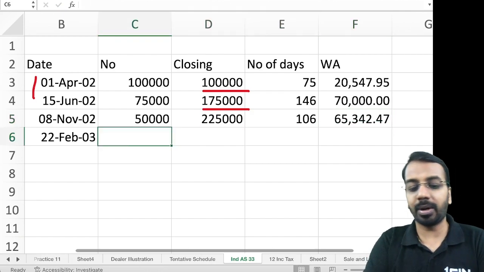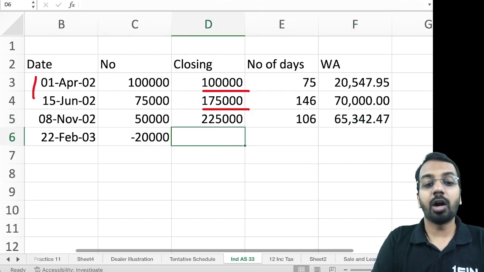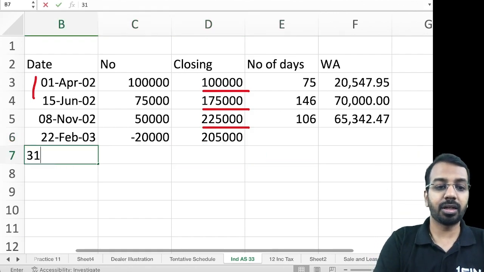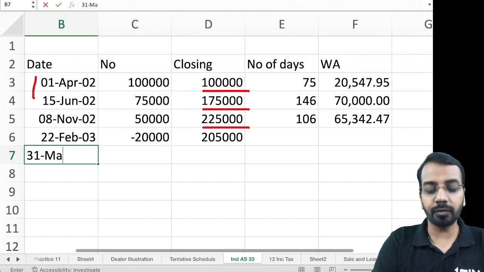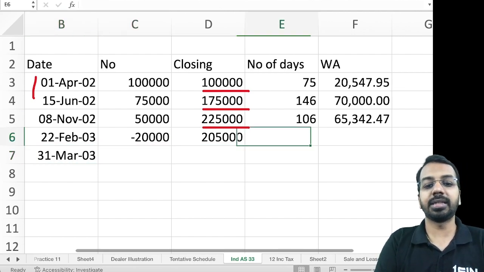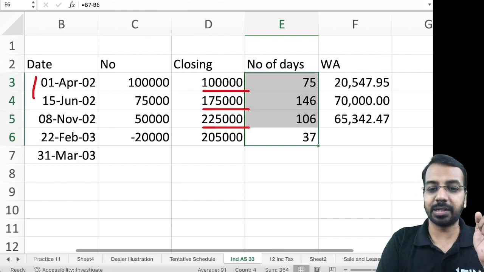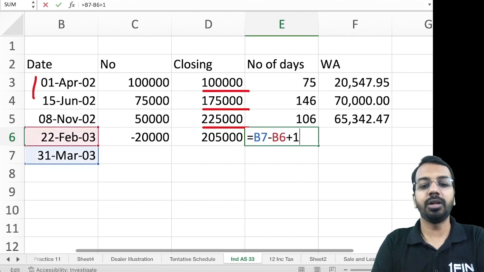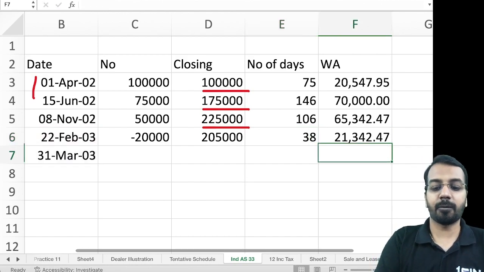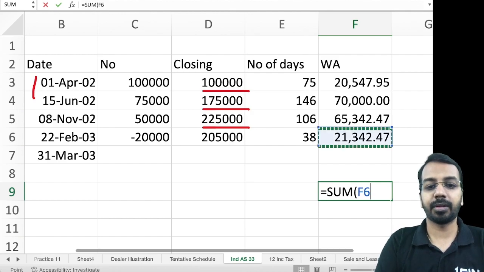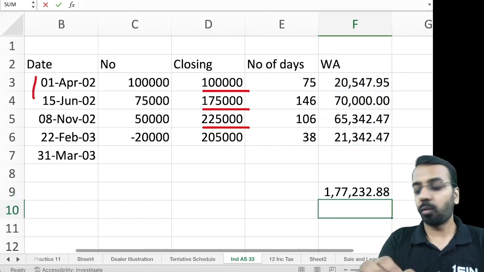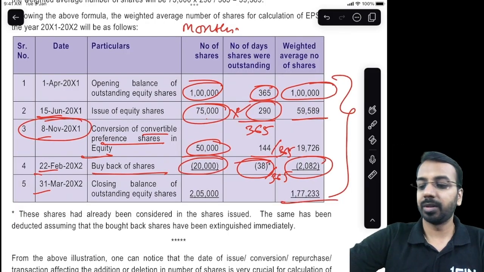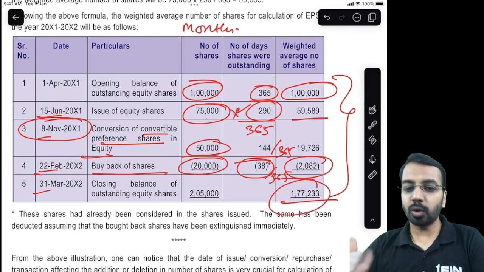On 22nd Feb, what happened? Minus 20,000. So now the shares are 2,05,000. How many number of days? See, we are ending the year on 31st of March of year 3. So number of days is 37. But if you do the total, here you get only 364. Why? Because we need to also include 31st of March. So 38 days, and that is 21,000. So if you do the sum of this, what you get? 177,032, right? Now what did we get in our other calculation? 177,033.